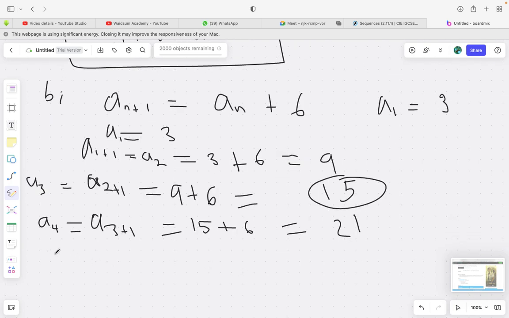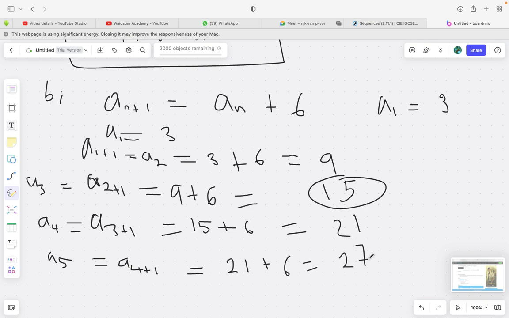Okay, a5, we do the last one for this sequence. a5 is a4 plus 1, which gives you 21, because you got 21 for a4. 21 plus 6 from the formula. The 6 is coming from the formula, because we're looking for the term to term rule. The common difference between one term and the next term is 6. So you add 6 to it to get the next term, which is 27.